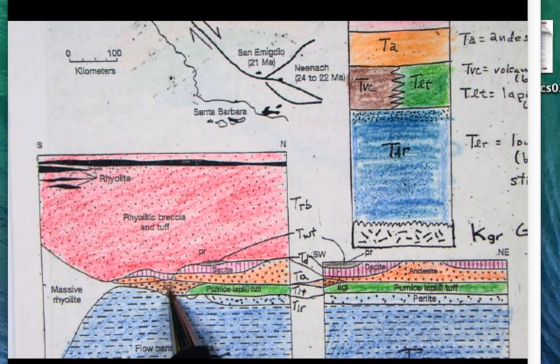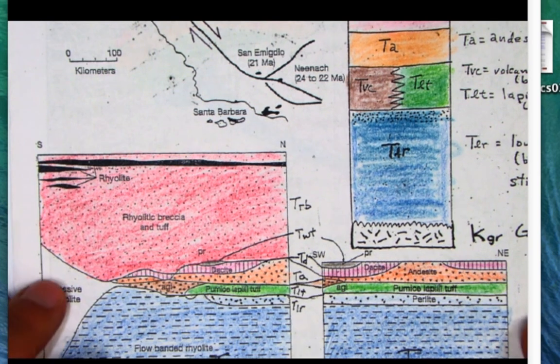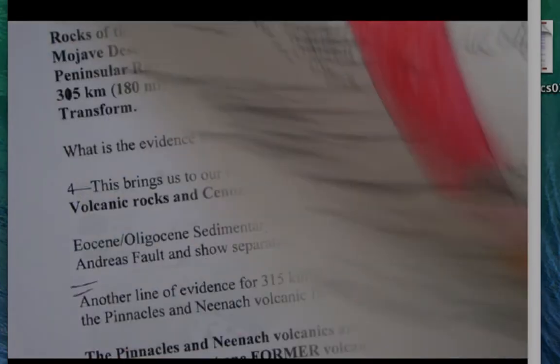And there's even this AGI unit, which is a volcanic conglomerate. You see it here at Pinnacles and here at Enoch. Well, that volcanic conglomerate has fossils in it of marine plankton, and the plankton are identical. They're both the same age. So again, indicating that this is the same volcanic field, but split by the San Andreas Fault and transported 315 kilometers to the north.